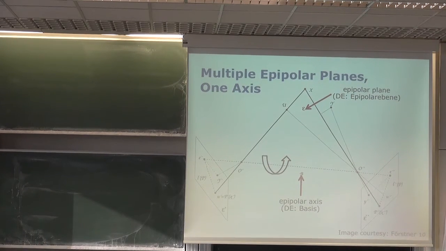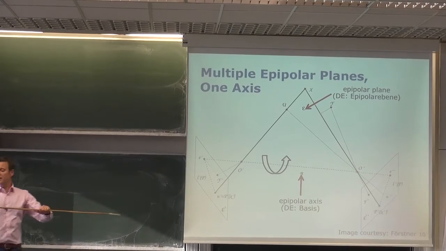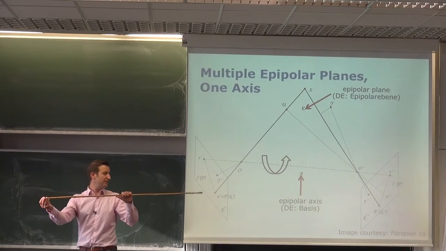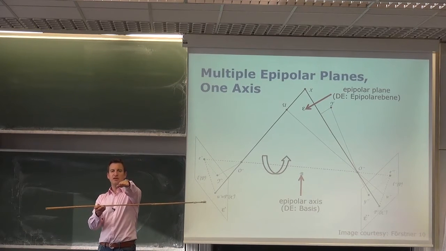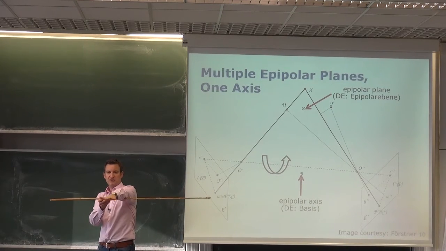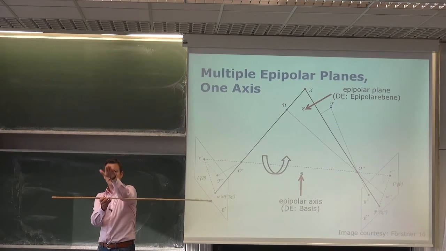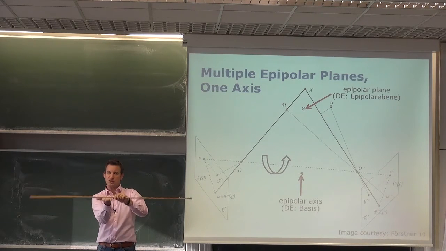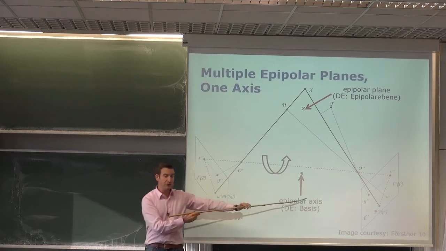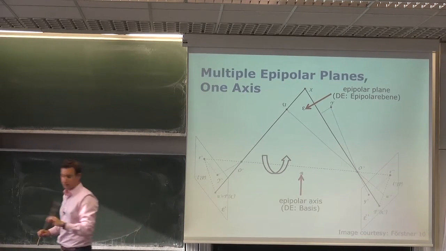Okay, let's take this guy over here. So this is the projection center of the second camera and the projection center of the first camera, and I take a point somewhere in space. This illustrates the plane. If I move it up and down, I get multiple epipolar planes, but they all include this axis. So you can see it's a rotation axis of the possible epipolar planes. That's also the reason why it's called axis. Okay?